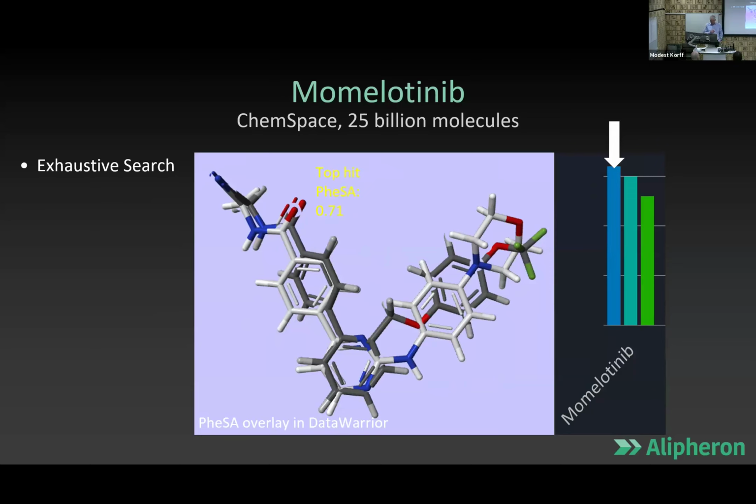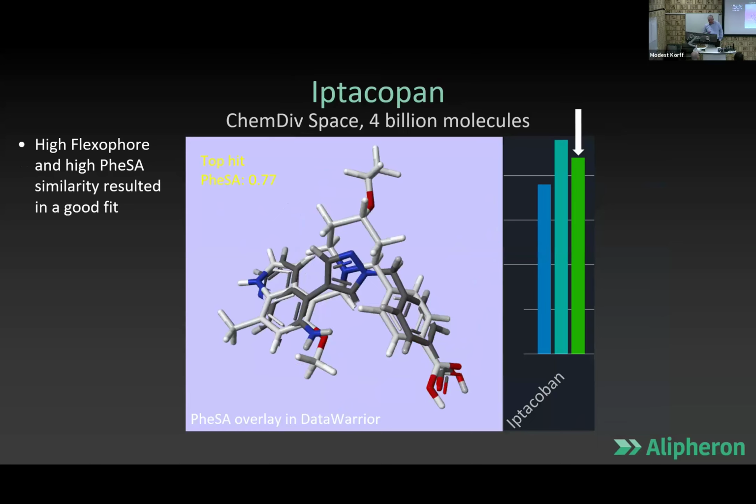And what we see here is a more or less reasonably good hit. But at least it is something we can start with, at least for the left side. Much better was the result than for iptacopan, where we found one of the best molecules in the relatively small ChemDiff space. And I show the result here because the space is small and the result is quite amazing.